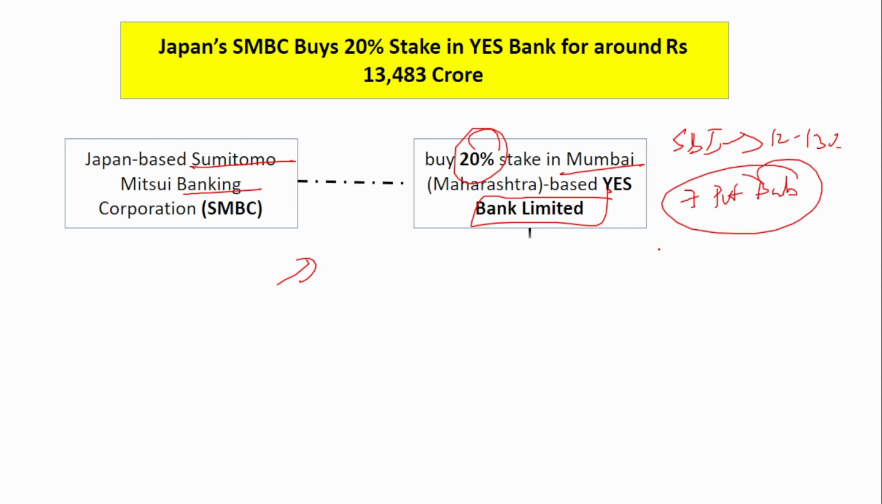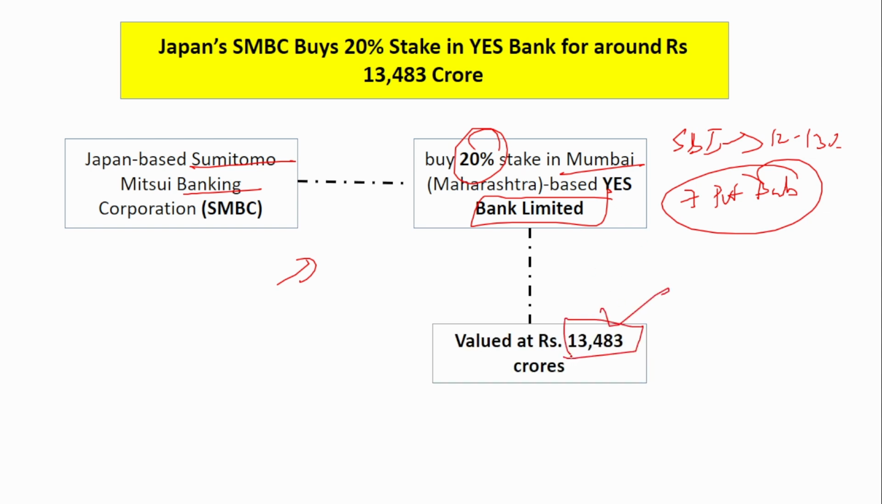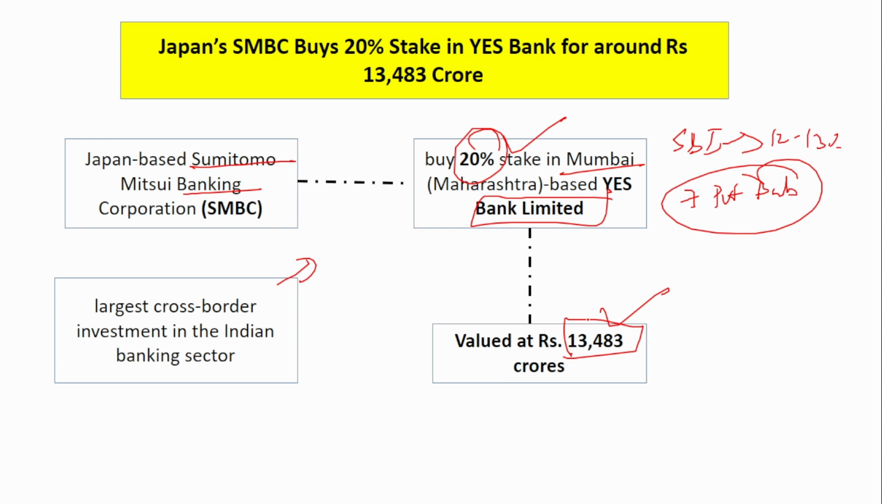Let us look into the detail. The total transaction value is 13,483 crore. So the Japan bank will buy a 20% stake in Yes Bank for 13,483 crore. And this is the largest cross-border investment in the Indian banking sector.